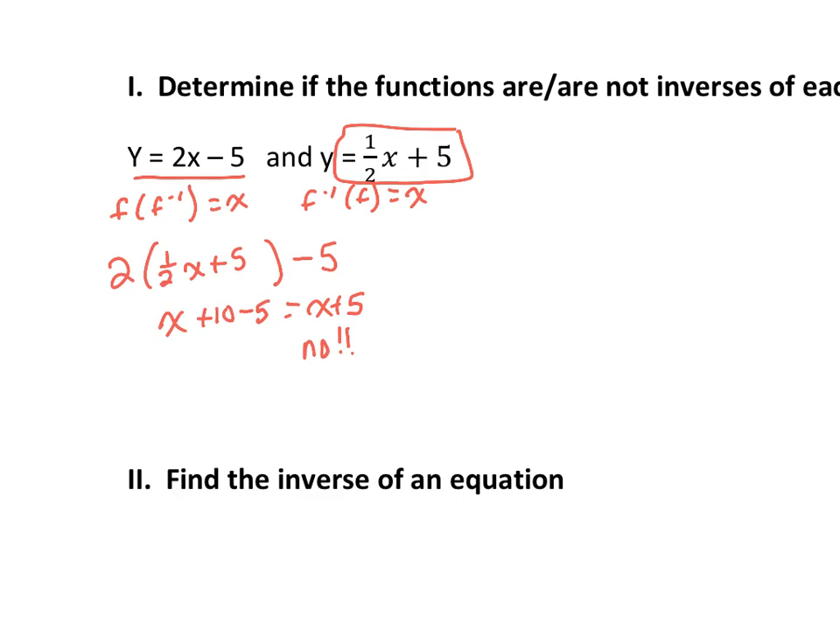If we had plugged in the other way to begin with, it would be 1/2 times that big whole quantity plus 5, and we would plug in this 2x minus 5 into that spot. So we get (x minus 5)/2 plus 5, which is definitely not equal to just x either. So we know that they are definitely not inverses of each other.